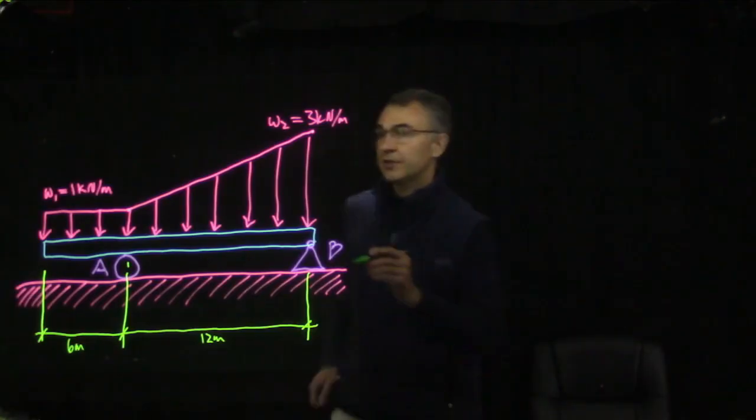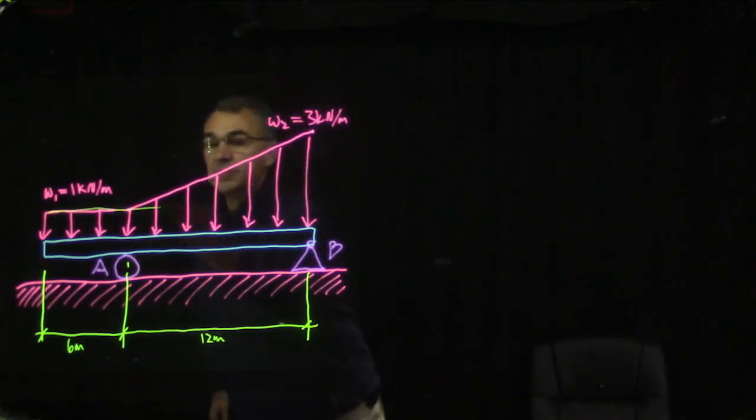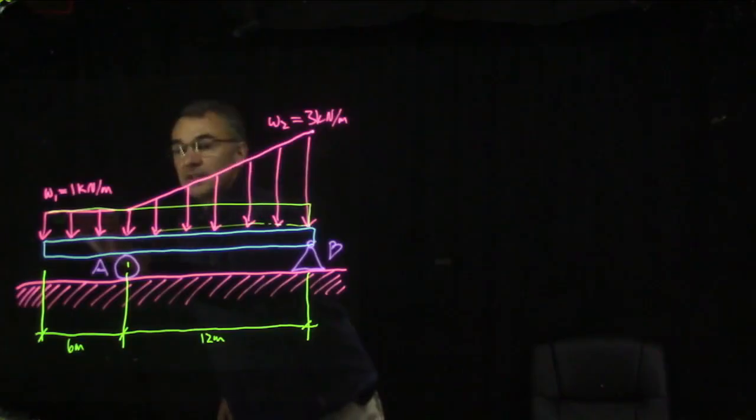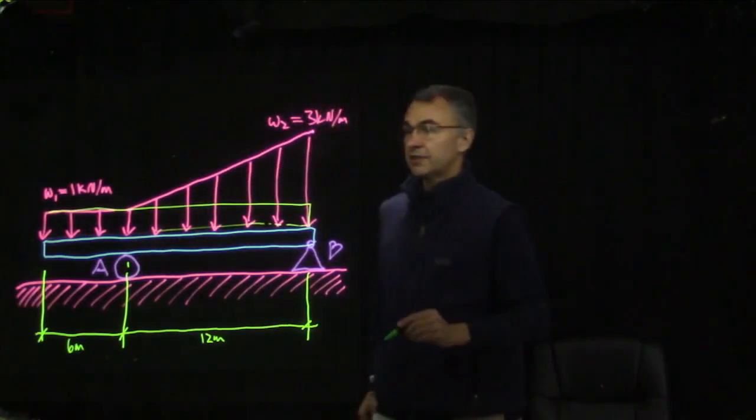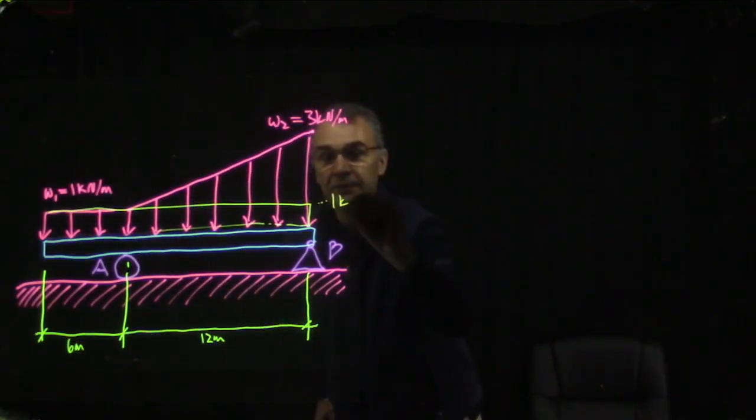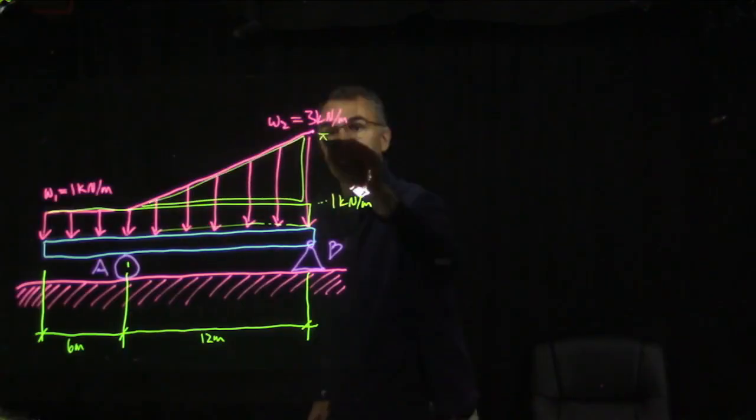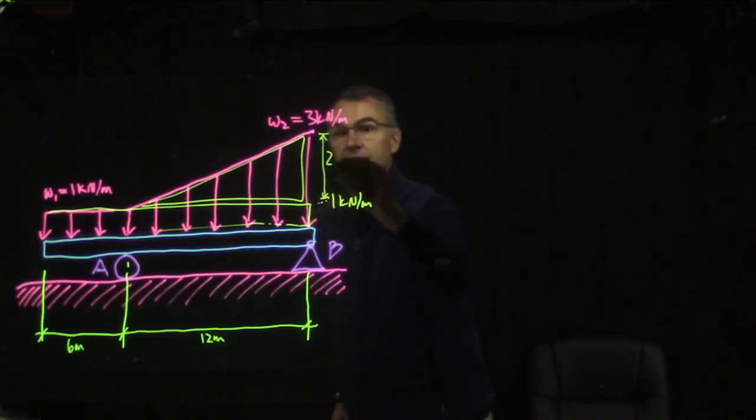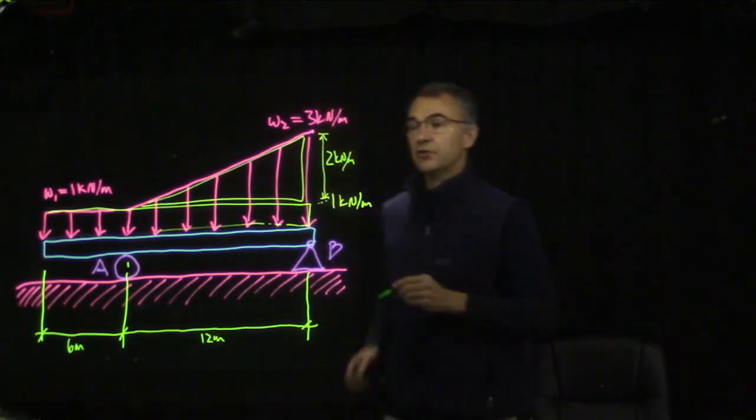One way we can do this is to break this shape up into one rectangle and one triangle. So here's a rectangle whose height, the whole length of the beam, is 1 kilonewton per meter. And then here's a triangle whose height above the rectangle is 2 kilonewtons per meter on one end and is 0 on the other end.